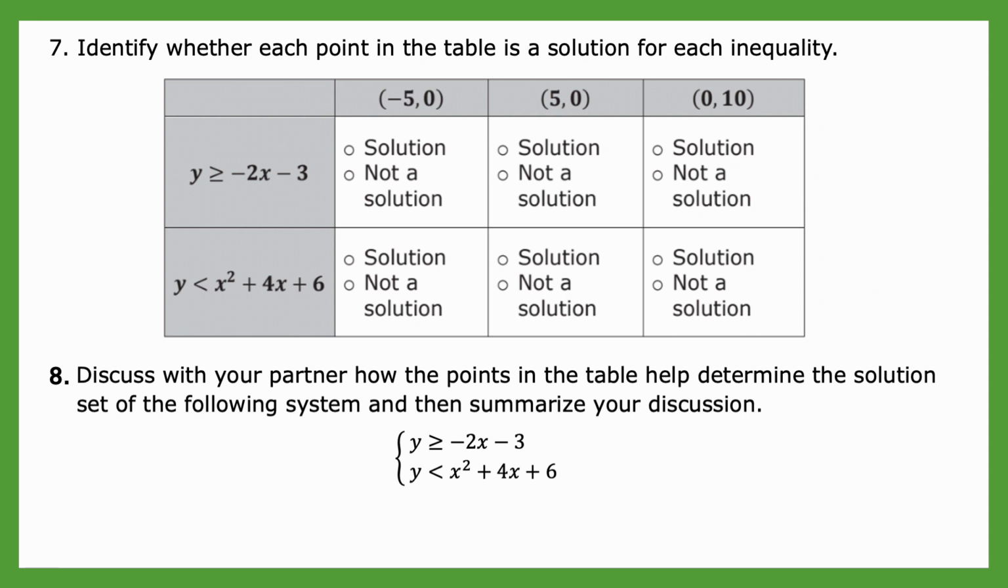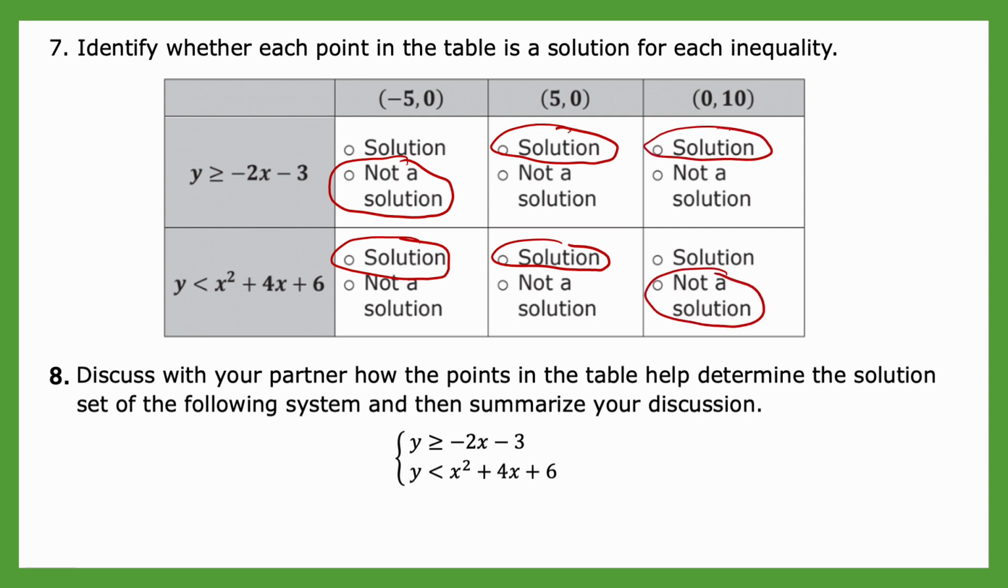Okay, so again, we've already filled this out. So we said this was not a solution. This was a solution. Solution, solution, solution, not a solution. So I wrote yeses and nos. You would have just circled either solution or not a solution.